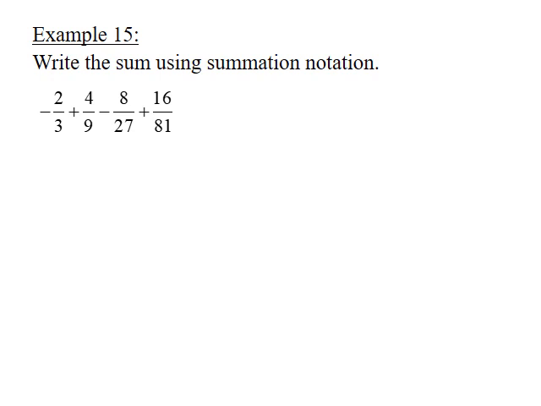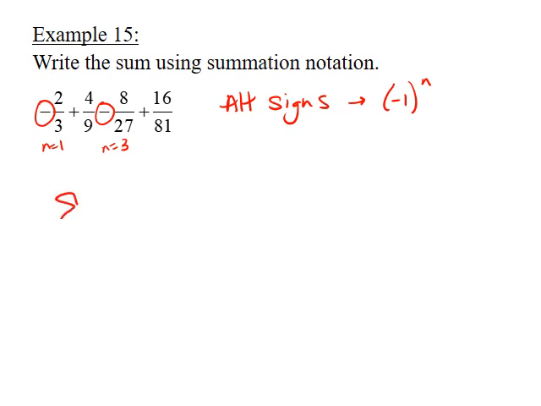Okay, let's try this one. Now, notice how we have alternating signs. Because I have alternating signs and the odd terms are the negatives, I'm going to represent that piece as negative 1 to the power of n. So I know that that is going to be part of my summation. I have 4 terms, so I'll go from 1 to 4, and I have this piece.